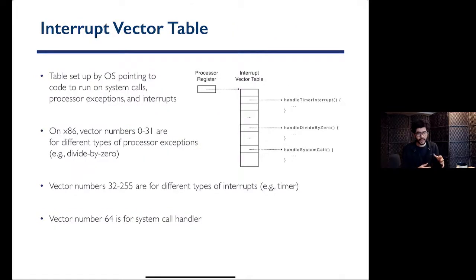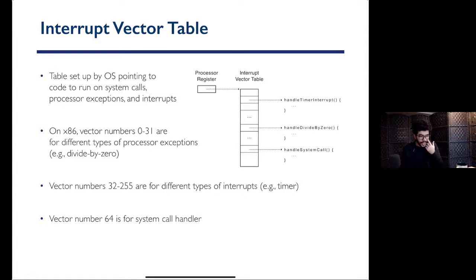Now, let's start with the first one, secure entry point. This is called the interrupt vector table. So this is a table set up by the operating system to point to the code that has to be executed if any of those three triggers happen.